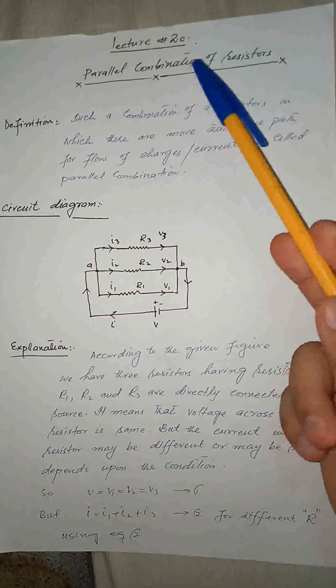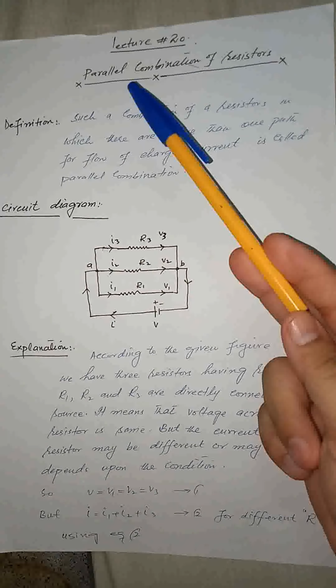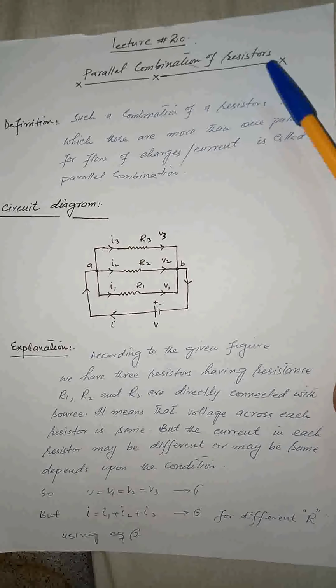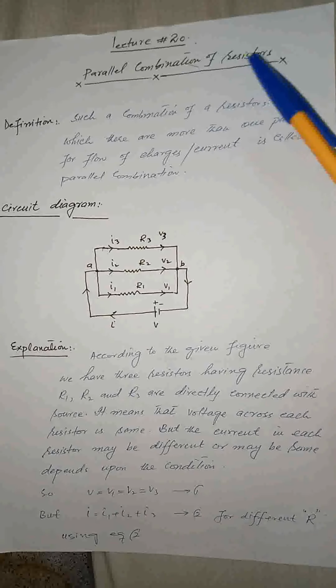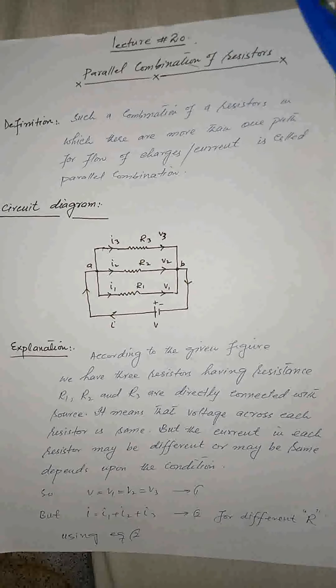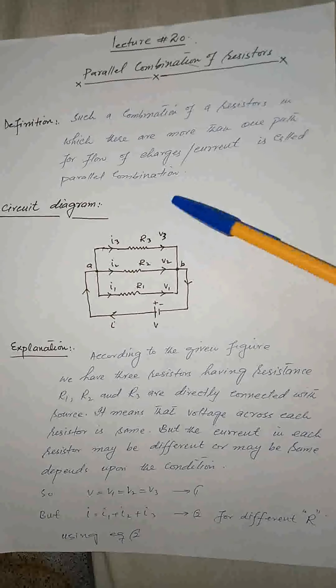Bismillahirrahmanirrahim. Lecture number 20, Parallel combination of resistors. This is the second method of combination of a resistor, that is parallel combination of resistors.